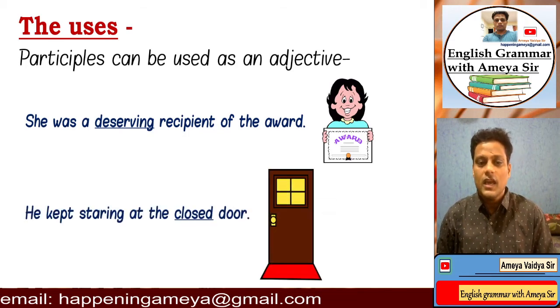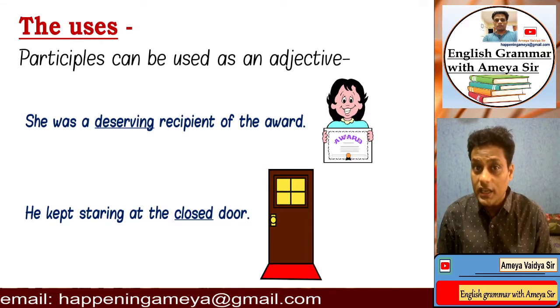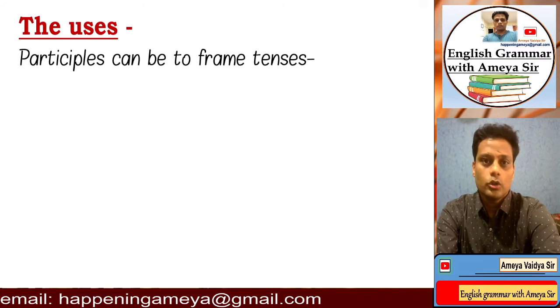One more example, he kept staring at the closed door. How was the door? The door was a closed door. Here it gives more information about the noun. Therefore, it is working as an adjective. Closed, ending with the ed there. Like we saw the example, I believe, in the table for cook, cooked, cooked. Remember?